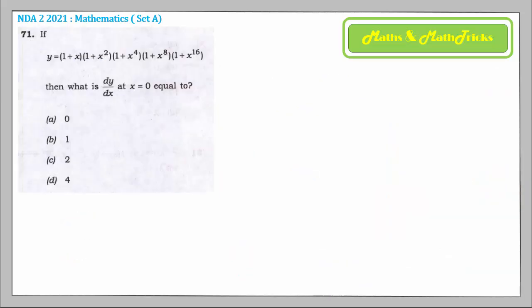Alright, coming on to the next question now. Now the question is from NDA 2 2021 and this is the 71st question from set A paper. So y is a product of five brackets, binomials. You are asked what is the dy by dx at x equal to 0.